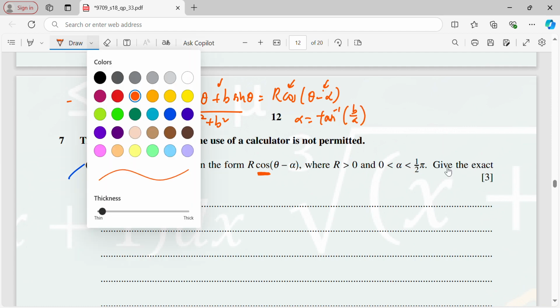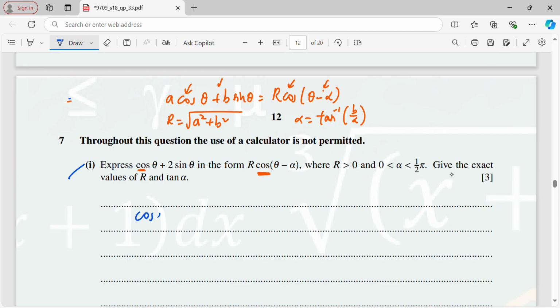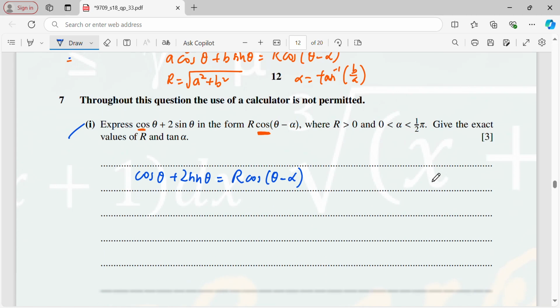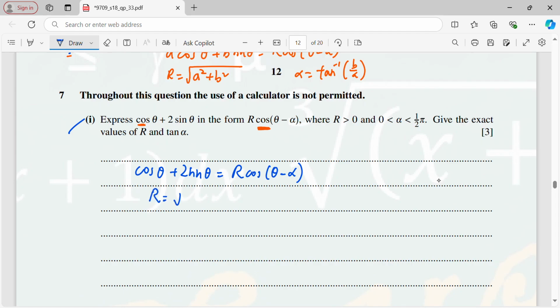Okay, so now when you compare, I'm getting the cos as the first term. That means my a is 1. Therefore my r is basically the square root of 1 squared plus 2 squared, and you are getting square root 5. So that is the exact value of r. And now you need to find the exact value of tangent alpha as well. So we know that alpha equals inverse tangent of 2 over 1. Okay, that means alpha is inverse tangent 2.